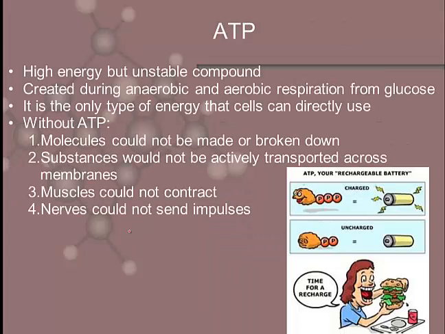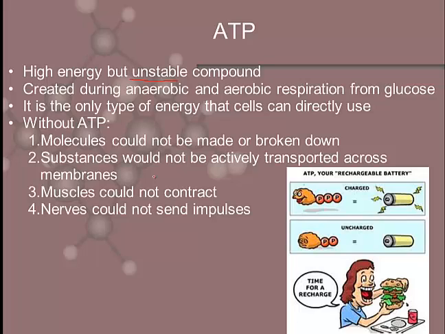Now, ATP is another kind of nucleic acid, and it is a high-energy molecule, but it's also very unstable. So when we do respiration from glucose, and we're getting the energy from glucose, we store it temporarily in ATP. Okay? Without ATP, we would not be able to make molecules or break molecules down because chemical reactions take energy. We would not be able to actively transport molecules into and out of our cells.